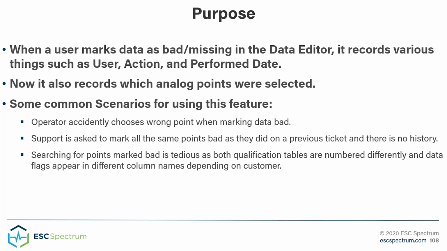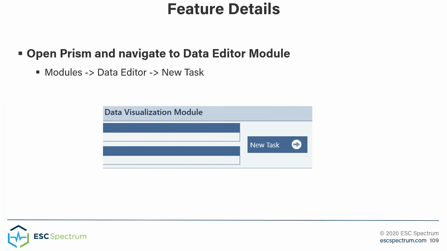Searching for points marked bad is pretty tedious, both on qualification tables and numbered differently, and data flags appear in different columns. So again, this helps the user drill down and find what they had done to the system previously.